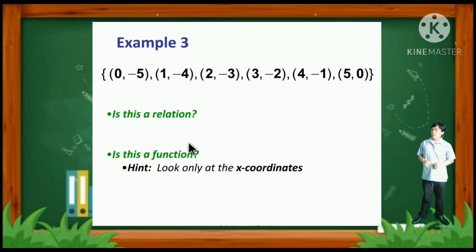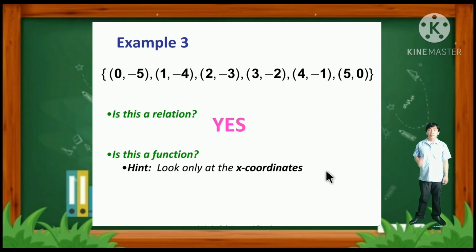Okay, let us now try to have an example. Is this a relation? Yes, because these are ordered pairs. Okay, ngayon, is this a function? Okay, so look only at the x coordinates. Tingnan natin yung x. 0, 1, 2, 3, 4, 5. Question, may naulit bang x? May naulit bang boy? Wala. Okay, so, this is a relation? Yes, if you answered yes, you are correct.